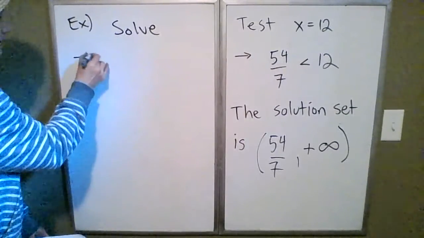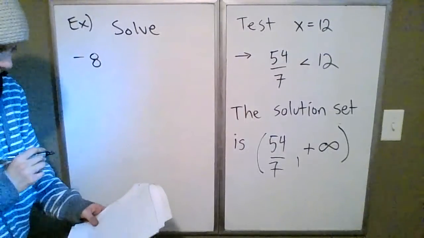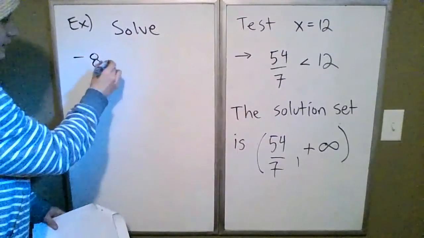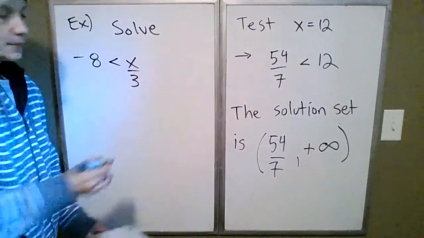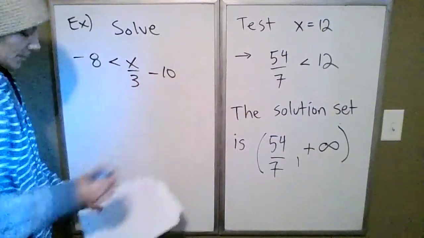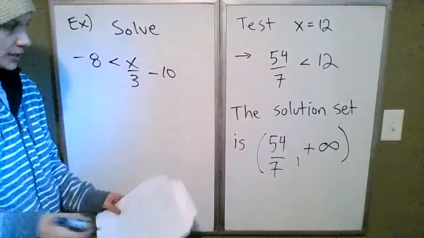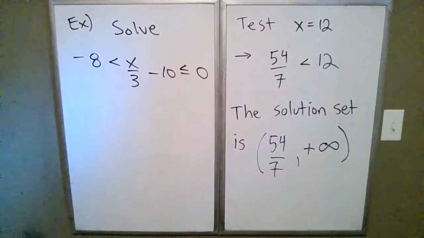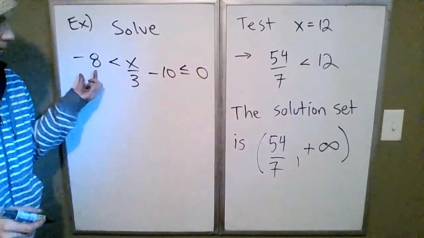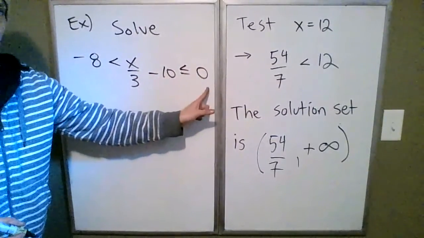Okay, it's -8 less than x over 3 minus 10. And that's also less than or equal to 0. Okay, so there's this piece, this piece, this piece.